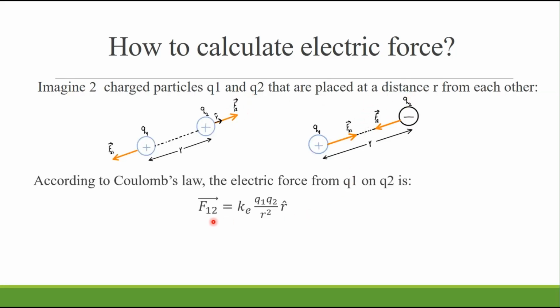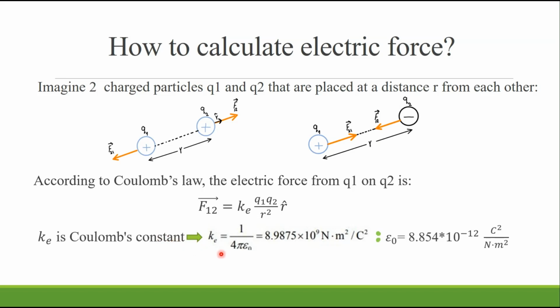K is Coulomb's constant and is defined as follows. Here ε₀ is the permittivity constant of vacuum, which is approximately equal to this number in SI unit. The above relationship is defined as a vector, so it shows both the magnitude and the direction of the force.